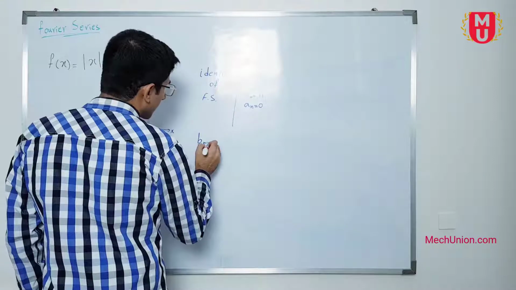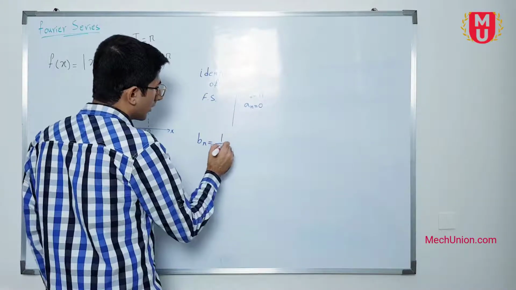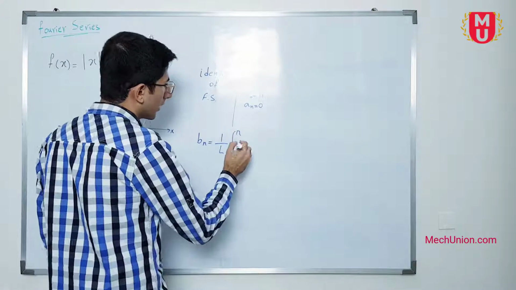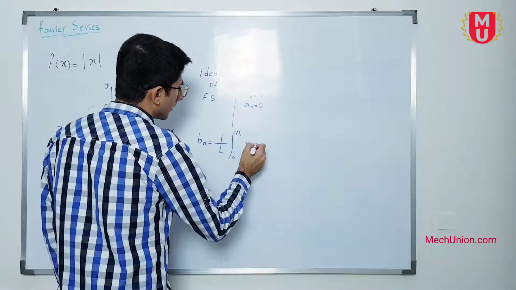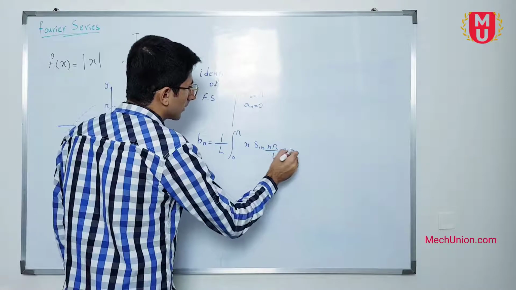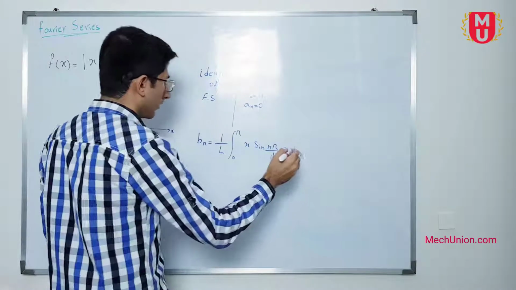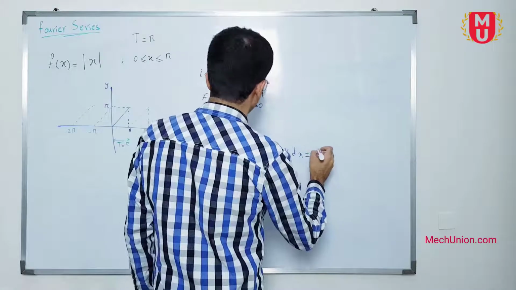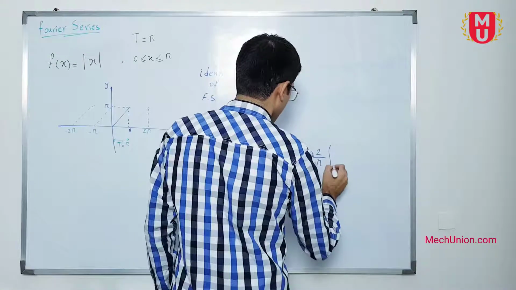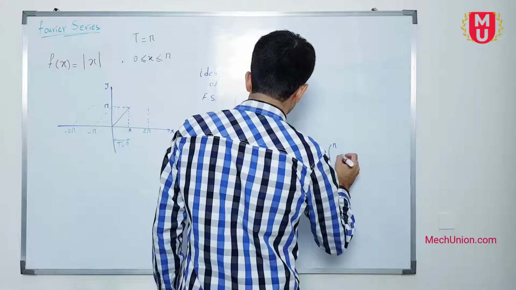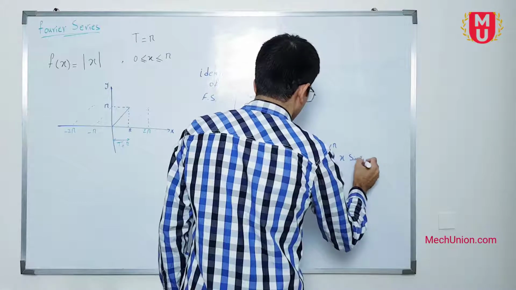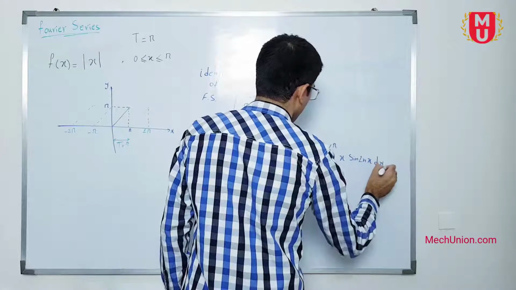And we have to solve Bn, which is 1 over L integration from 0 to pi of x sine n pi over L x dx. It will become 2 over pi integration from 0 to pi of x sine 2nx dx.